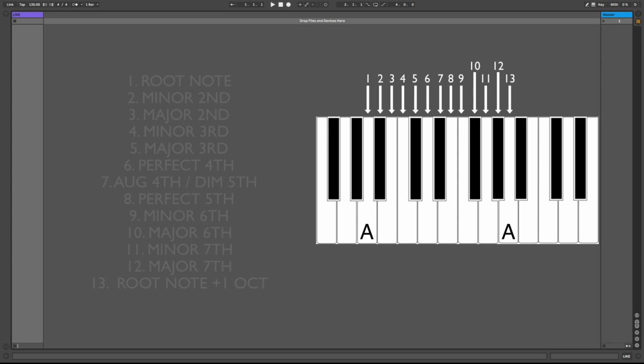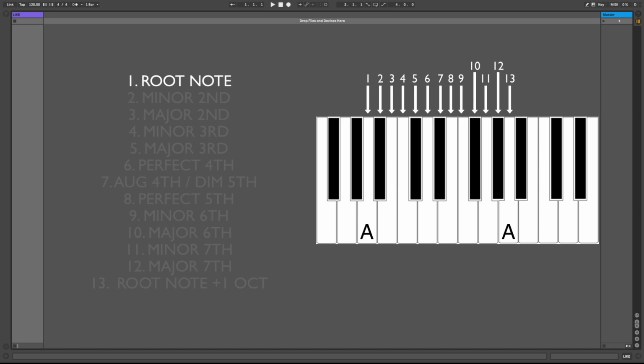Now soon we're going to go into how the diatonic scale is constructed and how you can use that to compose your music. But before we do that, I just want to talk about the tonal quality, the harmonic quality of the different scale degrees in the chromatic scale.